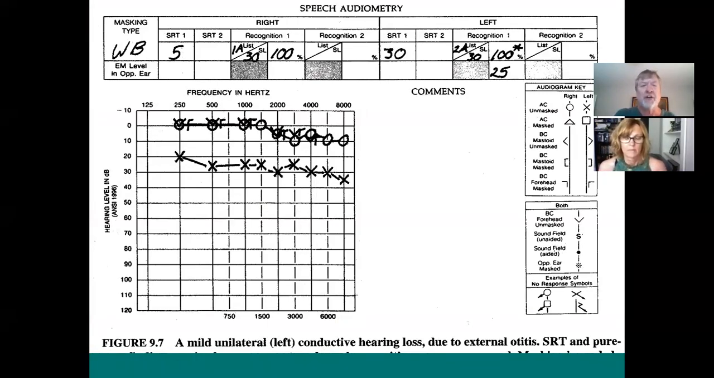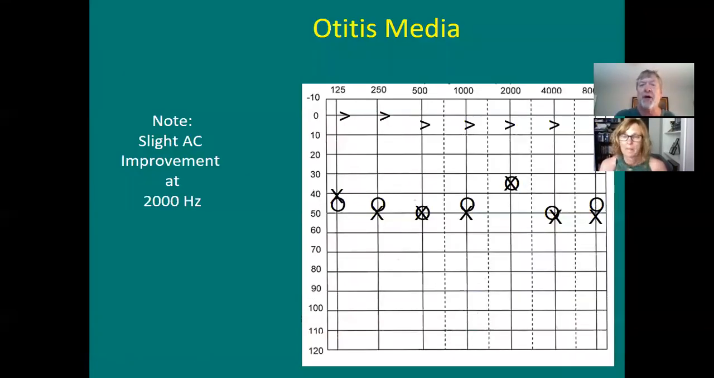Make sure we all understand here on this audiogram, look at how the SRT agrees with pure tone averages. Very important. Notice how this SRT in the right ear basically agrees with pure tone averages. I just think that's important. And also, note the speech discrimination: 100% in both ears. Conductive hearing loss has no problem with speech discrimination.